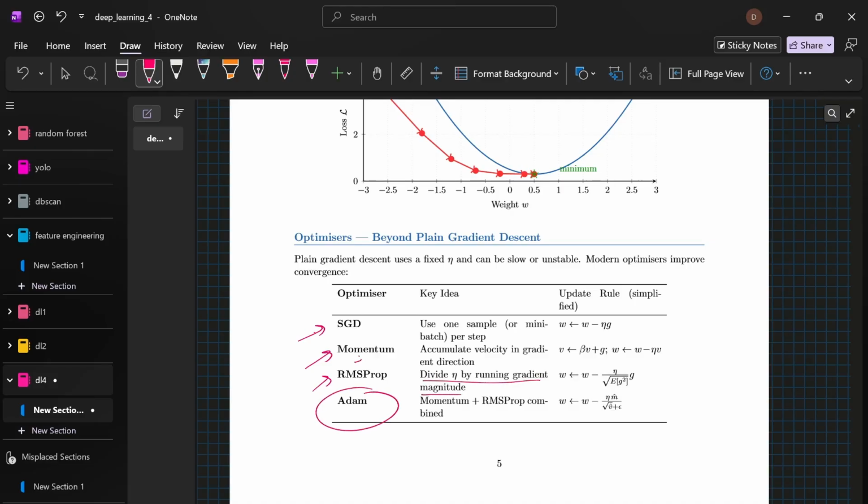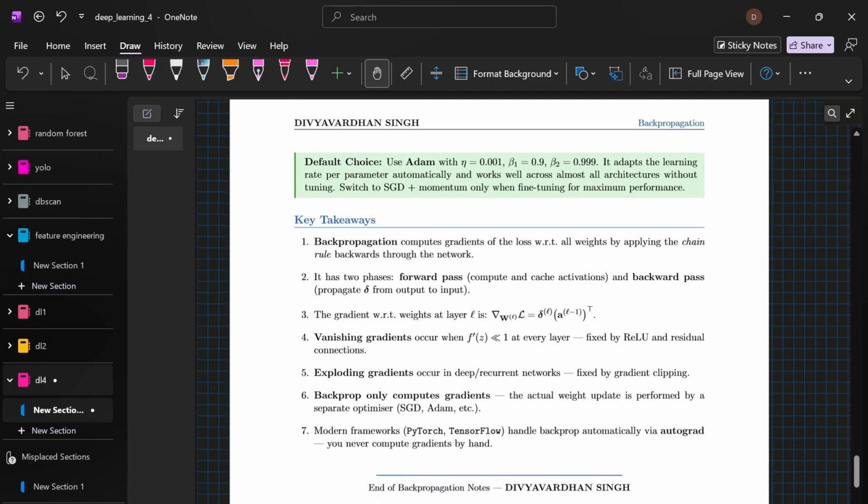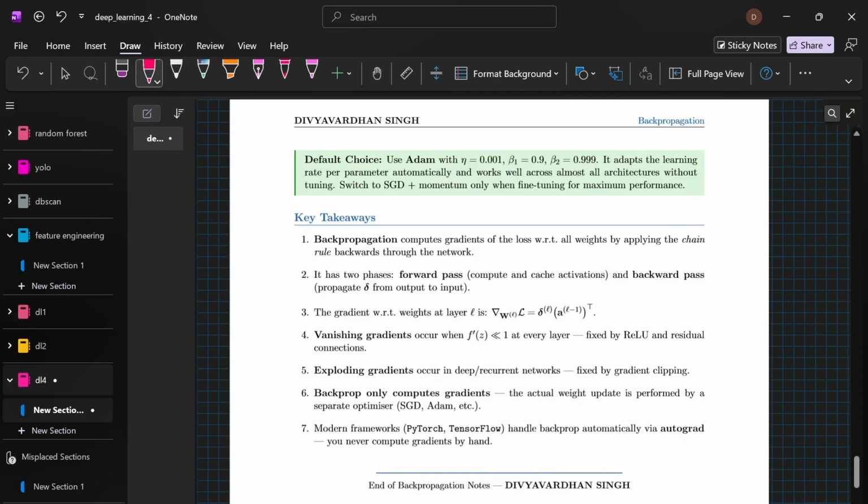And Adam, which is one of the most popular ones. It combines both momentum and RMSprop. It updates the learning rate for each parameter individually. Okay, so the default recommendation is Adam with learning rate 0.001, this works very well for almost everything.